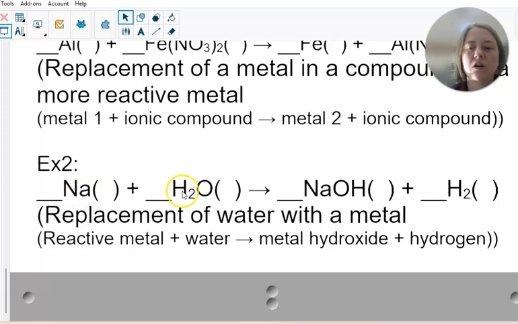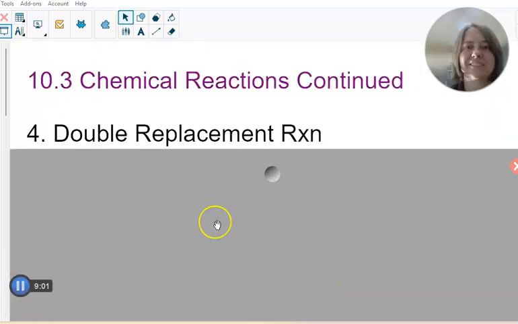So it would be NaOH and then hydrogen from one and then hydrogen from the other group together to make H2, because we know H2 is diatomic. So please take a moment and balance your equation and put in your states of matter. Let's look at our fourth and final type of chemical reaction.